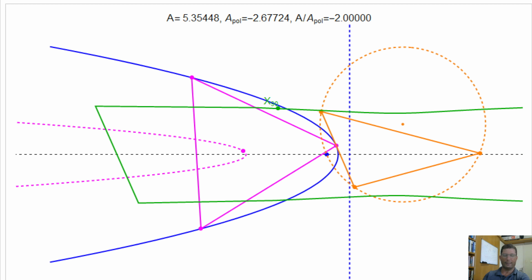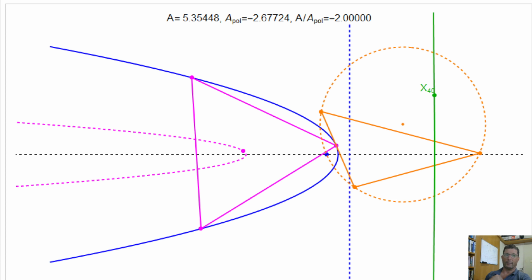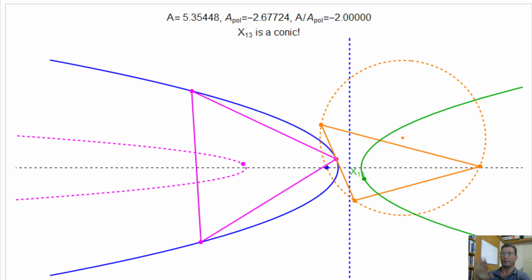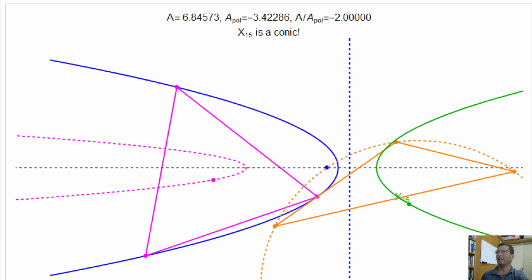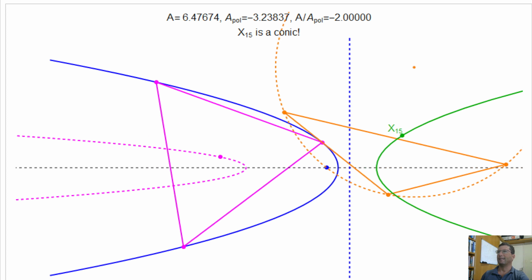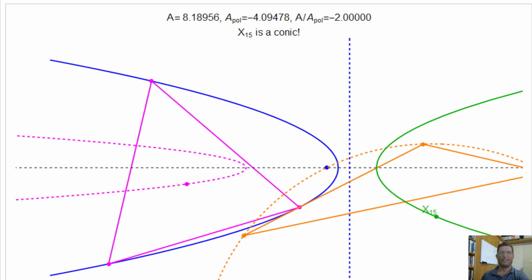So the stars are really X2, which is a parabola. X4, as expected, is on the directrix. X40 is a straight line parallel to the directrix, and then you get X13, which seems to be a reflection of the original parabola about the directrix, and X15, which is also a parabola but reflected about a different line. So much for families of equilateral triangles inscribed to a fixed parabola. See you in the next video.